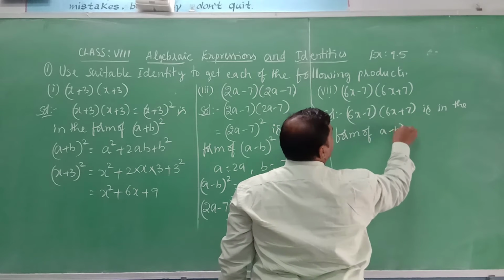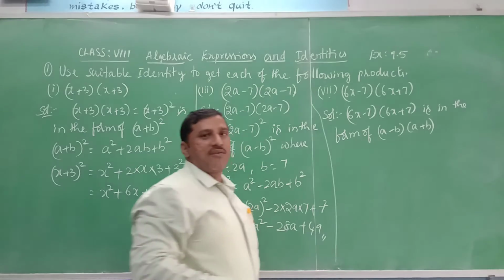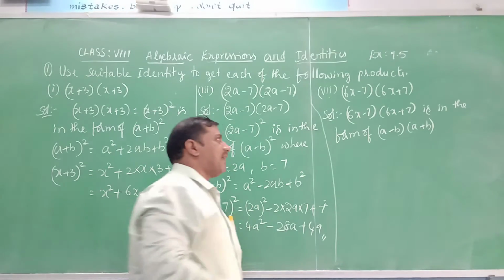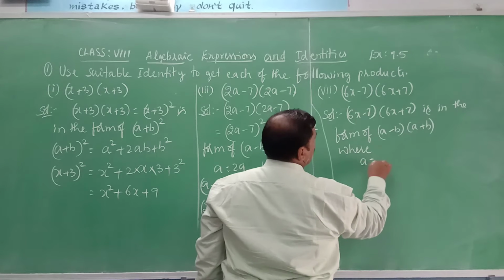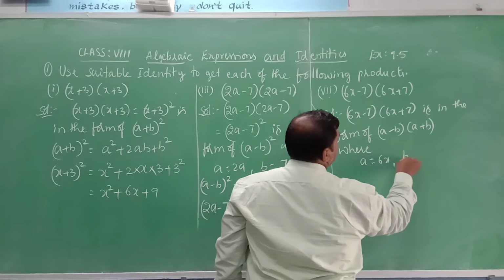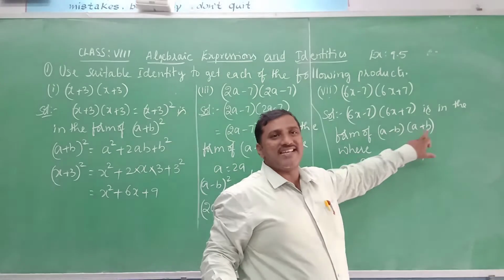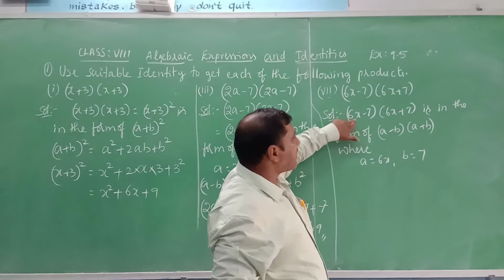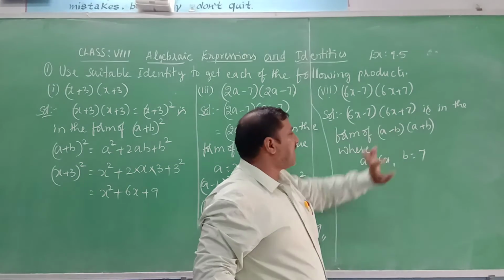A minus b into a plus b. It is in the form of a minus b into a plus b, where a is equals to 6x and b is equals to 7. A means the first term, b is the second term. So here the first term is 6x, therefore a is 6x and b is 7.